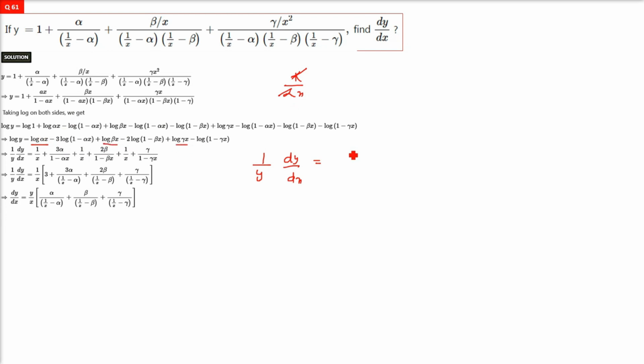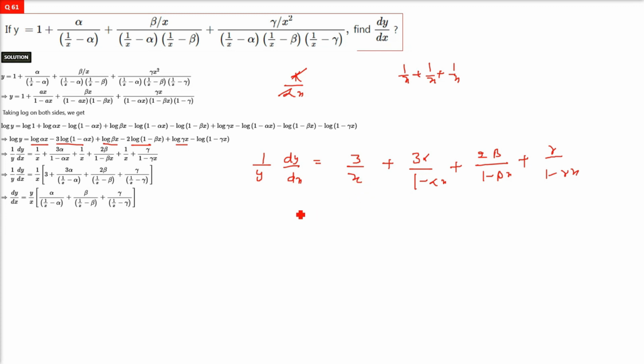Alright. So 1 by x, 1 by x, 1 by x. Combine it together. So 3 by x plus, what did we get here? 3 alpha by 1 minus alpha x. This was 2 beta by 1 minus beta x, and here we have gamma by 1 minus gamma x.